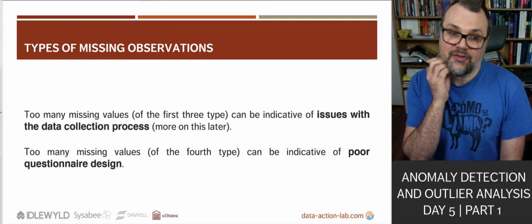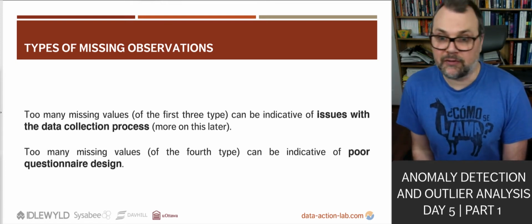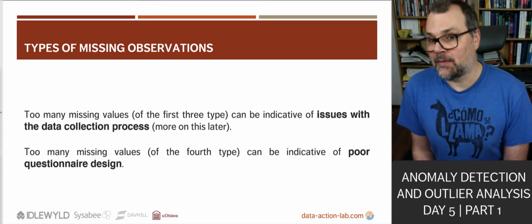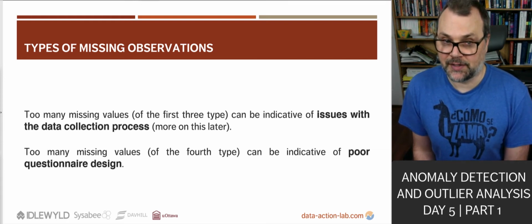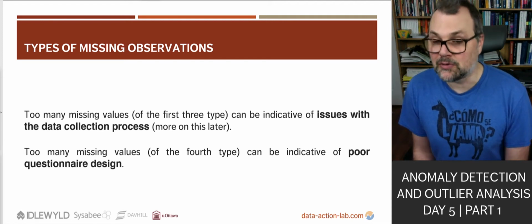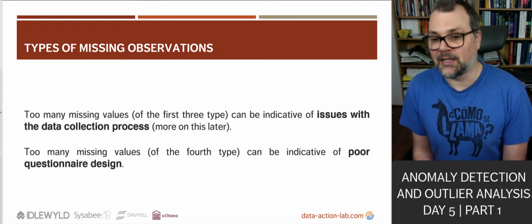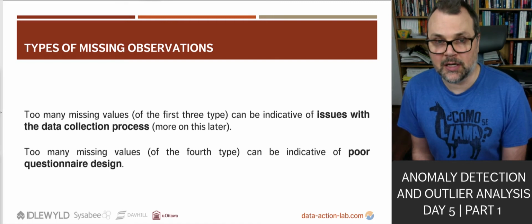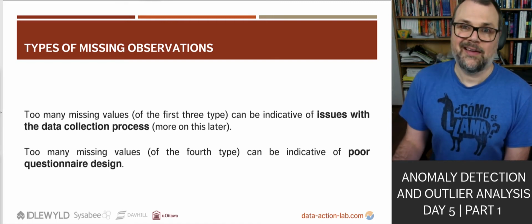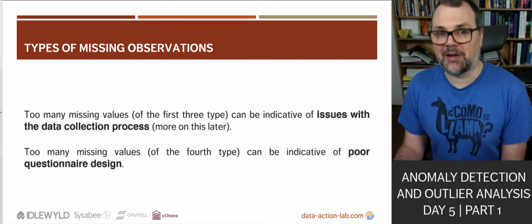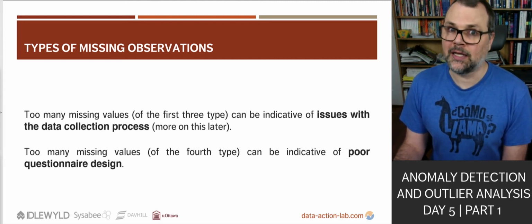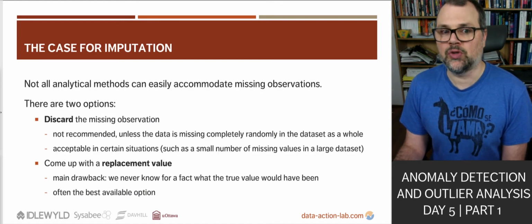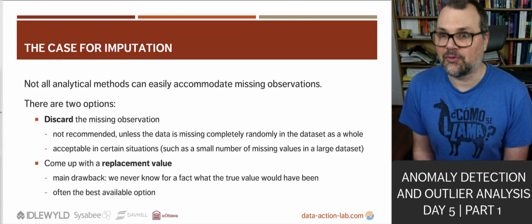If you have too many missing values of the first 3 types, that might actually indicate some issue with the data collection process. If you have too many missing values of the 4th type, then that might indicate that your questionnaire design is not up to snuff. Very poor. The truth is, nobody wants to spend their time dealing with missing values. So take the time to make sure you collect the data properly, or design your questionnaires properly, so that you do not have to deal with these missing observations.